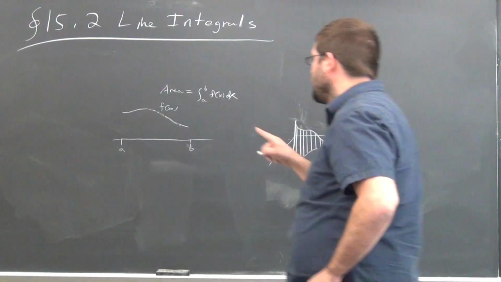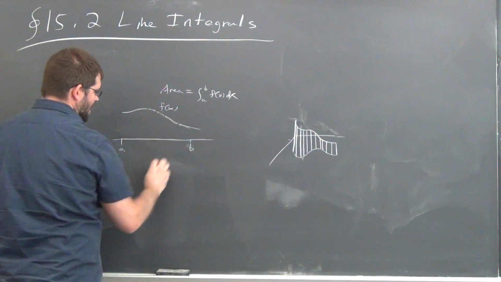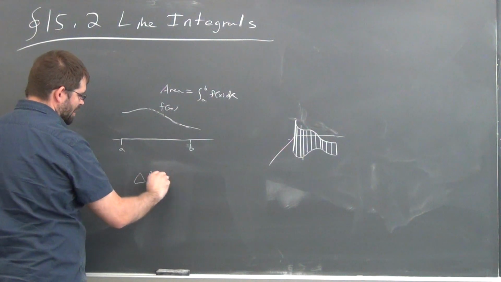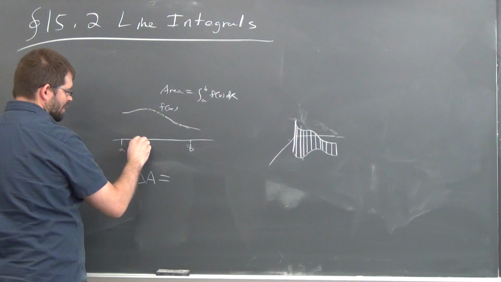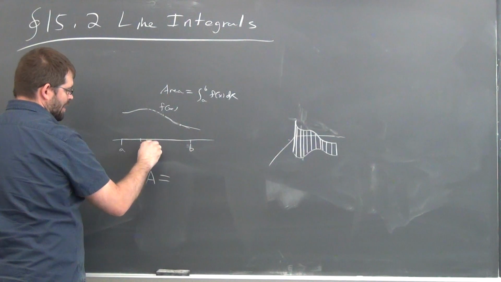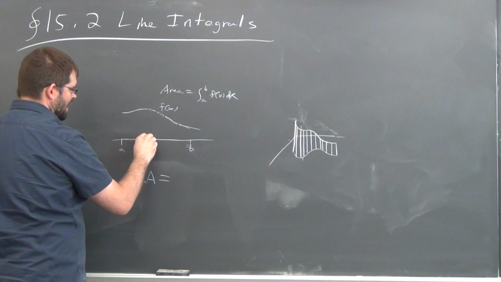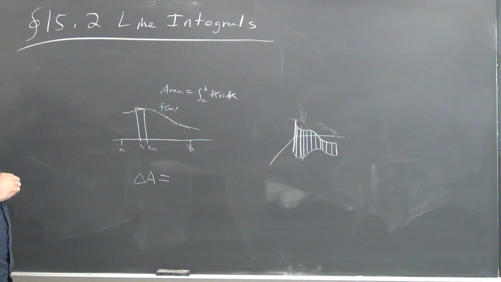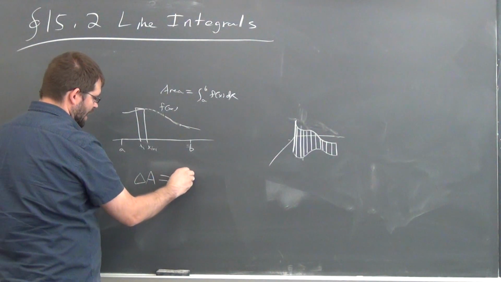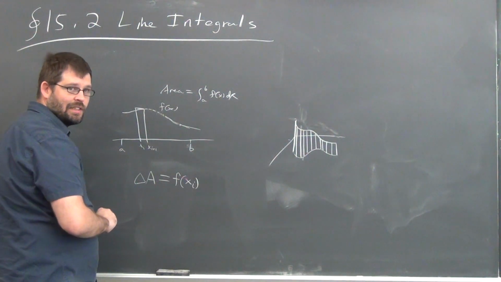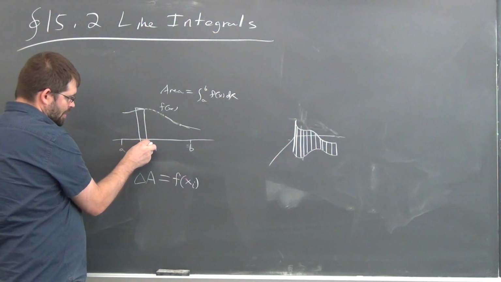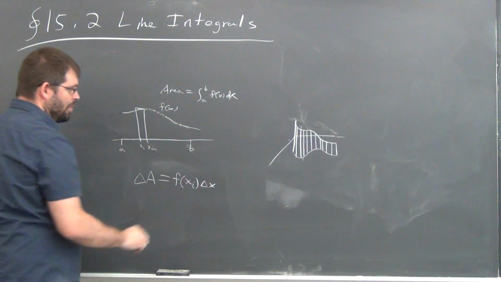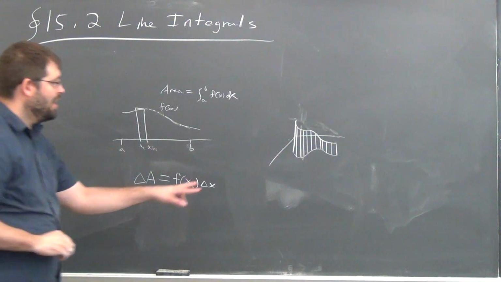How did we first approximate this area back in calculus? We said the approximate area of one slice was the height of the function multiplied by the width. The height of the function is f of one of these points, and the width of that rectangle was delta x. We're going to play the same game here.